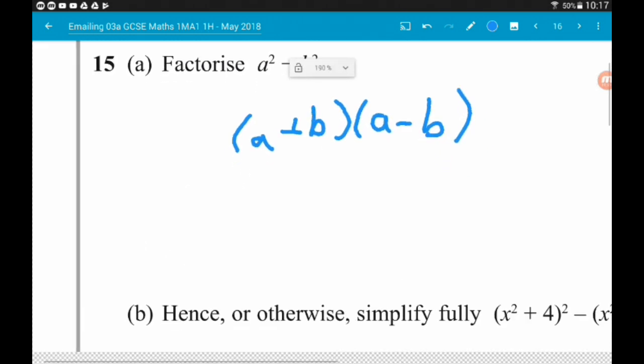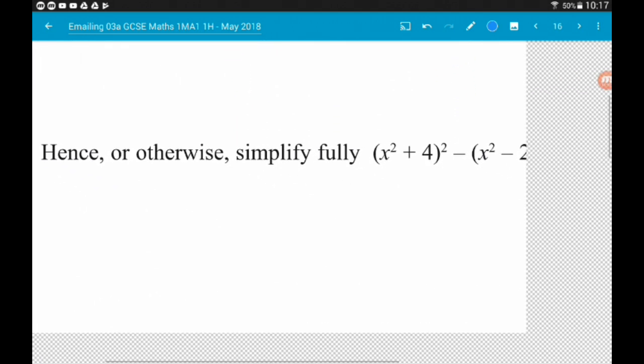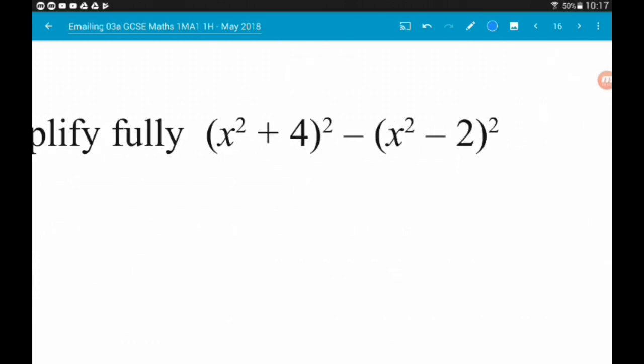Cool. Okay, then part b says hence or otherwise simplify fully x squared plus 4 all squared minus x squared minus 2 all squared. So we could expand these brackets and then simplify the terms like that. That's going to be a long way around though. So when questions say hence, it means something that we've done above will help us here.